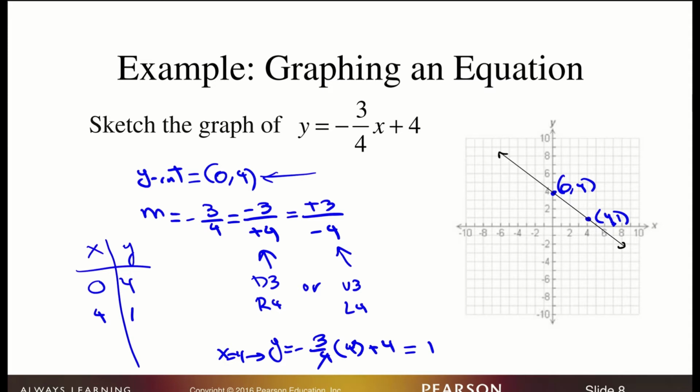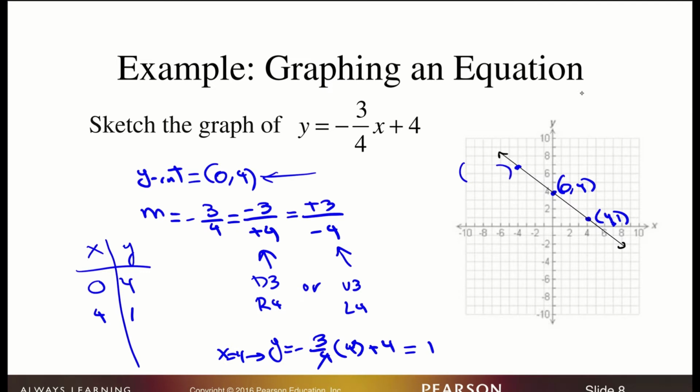Do notice we could have also taken this route. Starting at 0, 4, we could have gone up 3. So 1, 2, 3, and then left 4. So 1, 2, 3, 4, and we would have ended up at this point on the line. And remember, for that one, what is that point?